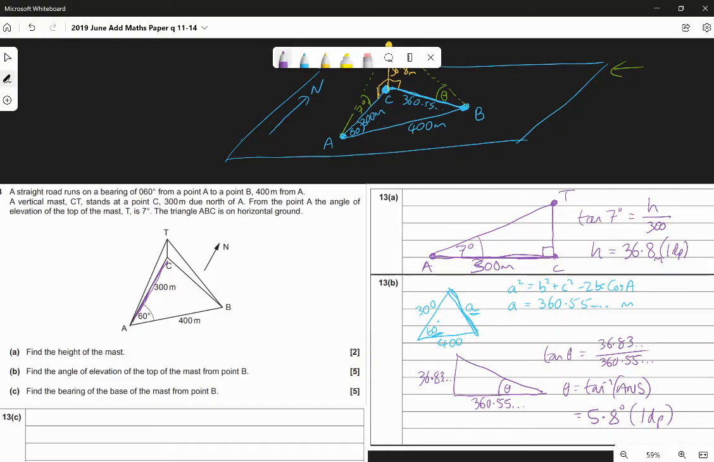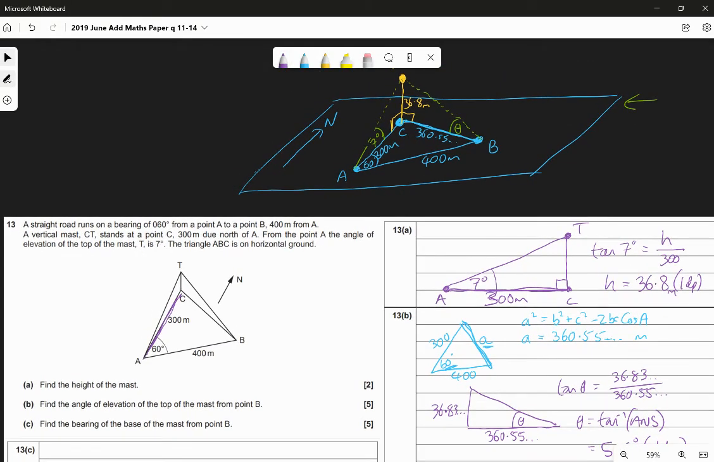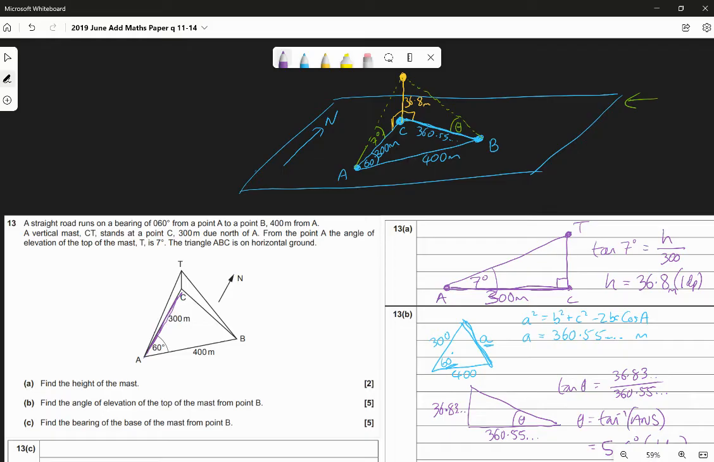Right. Part C. Find the bearing of the base of the mast from point B. The bearing of the base of the mast from point B. Okay, so the direction you need to face if you want to look at C from B.